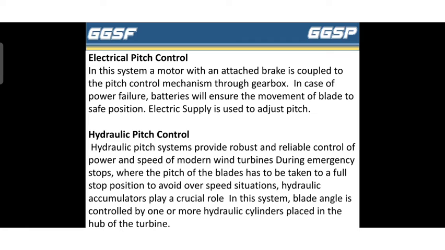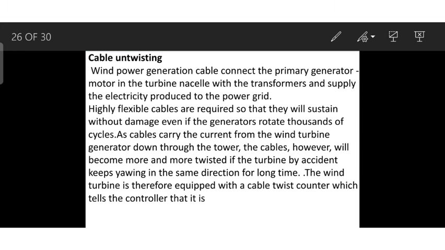Hydraulic pitch control. Hydraulic pitch control systems provide robust and reliable control of power and speed of modern wind turbines. During emergency stops, where the pitch of the blades has to be taken to a full stop position to avoid an overspeed situation, hydraulic accumulators play a crucial role in this system. Blade angle is controlled by one or more hydraulic cylinders placed in the hub of the turbine.